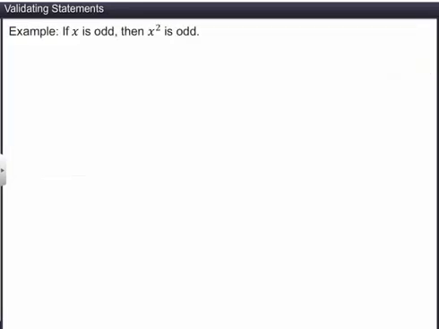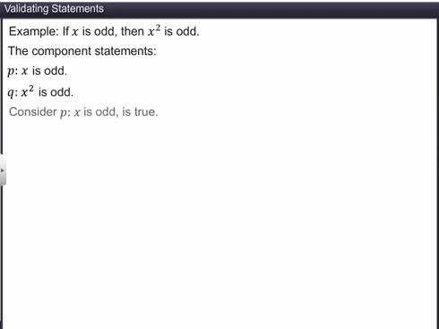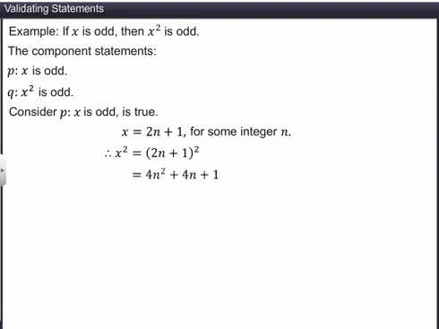The component statements of the compound statement are: x is odd, x squared is odd. To validate the given compound statement, let's consider that the statement P is true. Let x be 2n plus 1 for some integer n, by the definition of odd number. Therefore, x squared is equal to (2n plus 1) whole squared. On simplification, we get 2 multiplied by (2n squared plus 2n) plus 1.